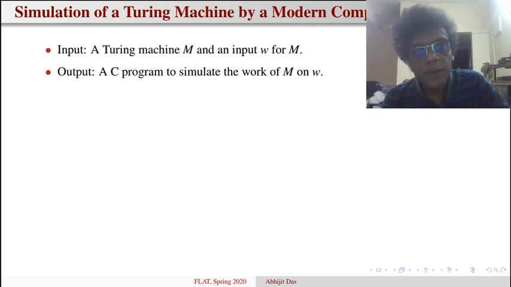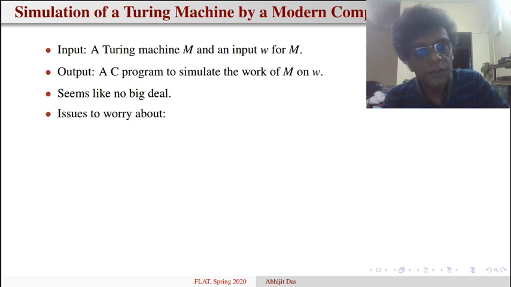So M is specified by its 7-tuple, 8-tuple, all this stuff. So how can I embed that information in a C program? It seems that this is no big deal. We can write a C program for that, right? But there are several issues to consider. It's not just being able to write a C code. There are several issues.